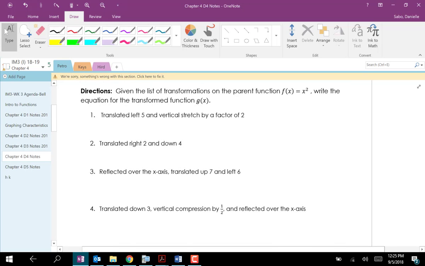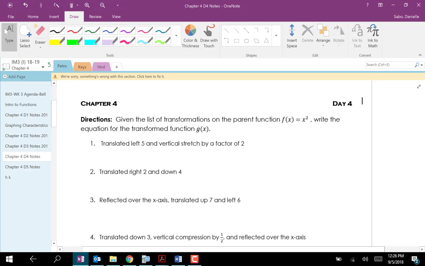Okay, it says, given the list of transformations on the parent function, write the equation of g of x. So now we're going to do the reverse of what we did yesterday. Instead of telling me the transformations, you're going to write the functions, which could get a little tricky, but we can take our time. Always use what we gave on the top in the past 2 days as a reference.